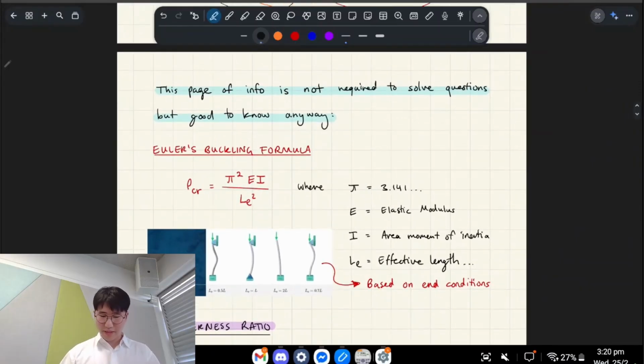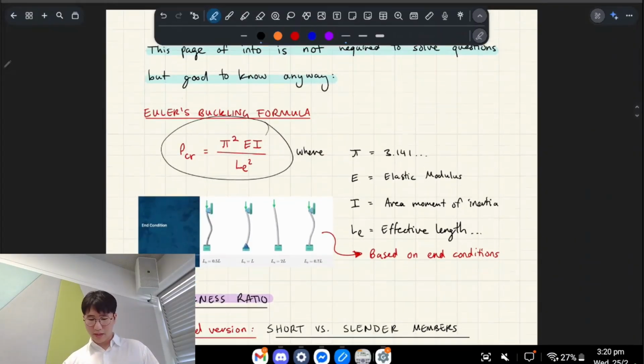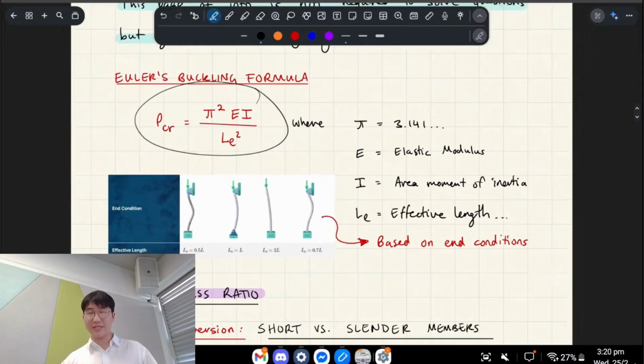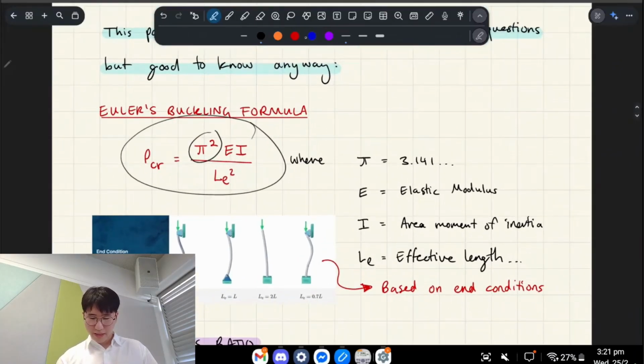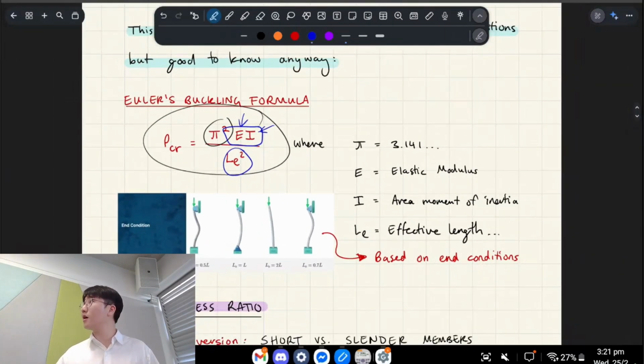I won't go over this page as much because it's more context, but this is the Euler buckling formula. Okay, and you would have learned this in solid mechanics towards the end. Basically he derived it, and it's a function of pi squared as a constant, your elastic modulus, and your moment of inertia, right? So that's flexural rigidity, and then this is your effective length squared. Okay, so we'll talk about effective length towards the end of this session.